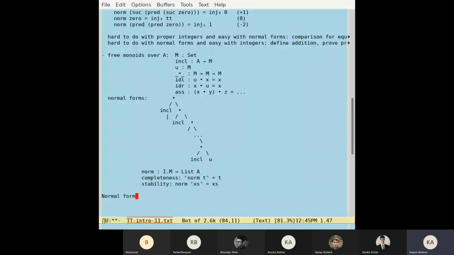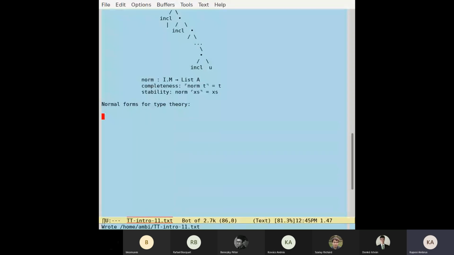Okay, so what are normal forms for type theory? So maybe first I say what they are informally for a type theory with only, I don't know, function space. Yeah, only function space. Okay, we need some base type, because if we only have function space, we can't start from anything. So let's say function space and bool. Okay.